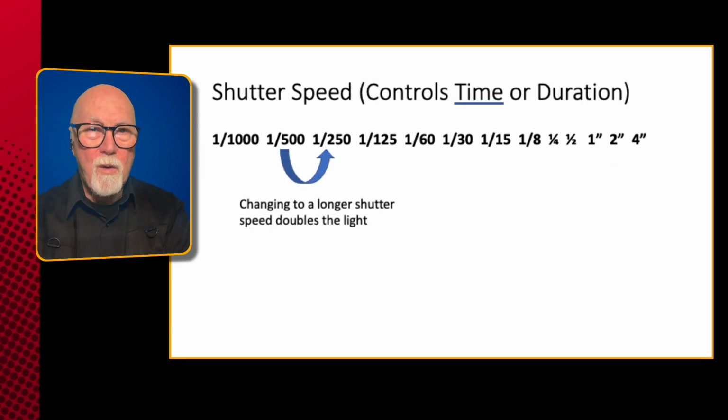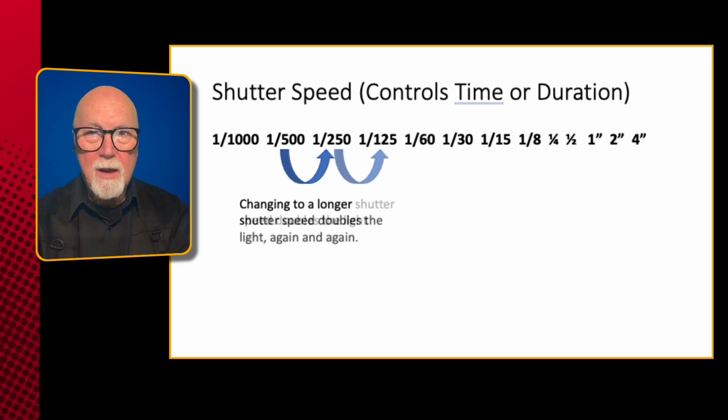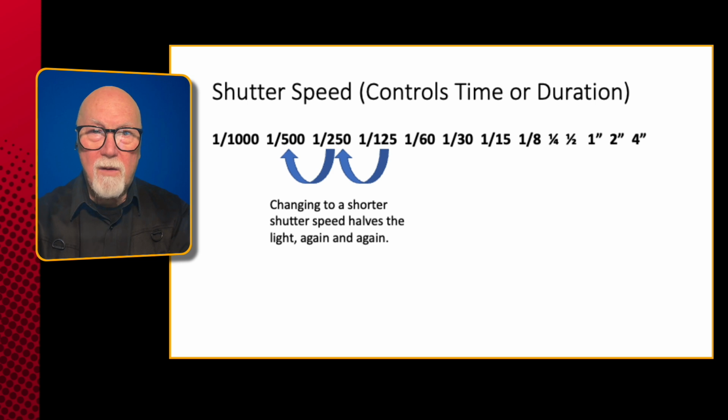Okay, if you go from 1/500th of a second to 1/250th of a second, you're going to double the time. Shutter speed is all about duration or time. And if you go from 1/250th of a second to 1/125th of a second, again, you're lengthening the time, doubling it. Each time we go in this direction, we're doubling the time. If we go in the other direction, we're halving the time. So by using traditional shutter speeds that are shown here, you will either double your time or halve your time.